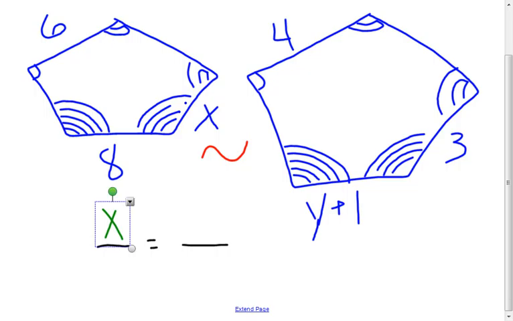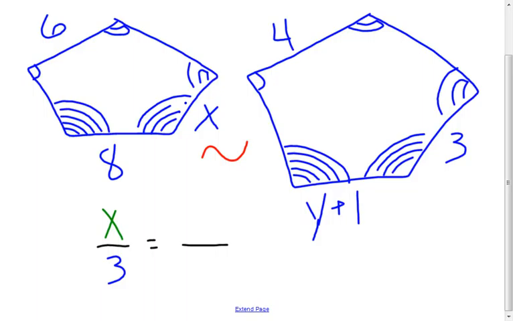So my x came from the side that was between, or the included side between the triple arc and the quadruple arc. So I come over to my other polygon, between the triple arc and the quadruple arc is the 3, and this is going to have to match up with the 3. Now I'm going to go back to my pentagon that had the x in it, and pick a side that I know the length of, which is going to be the 6 or the 8. But then I want the corresponding side to the 6.